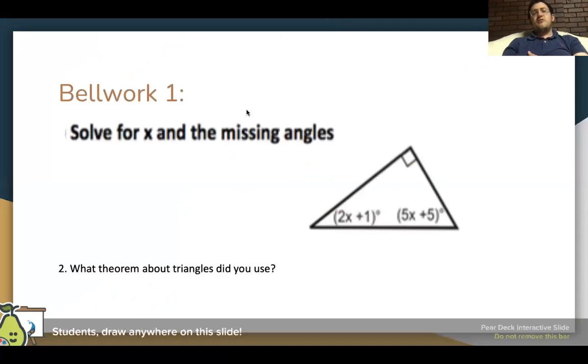All right, so what we would have today is our bell work. This is some good final review. You want to think about how many degrees a triangle adds up to. If you can do the triangle sum theorem, I think you can easily do today's lesson. This basically says solve for x and find the missing angles. A triangle, you should remember, adds to 180.